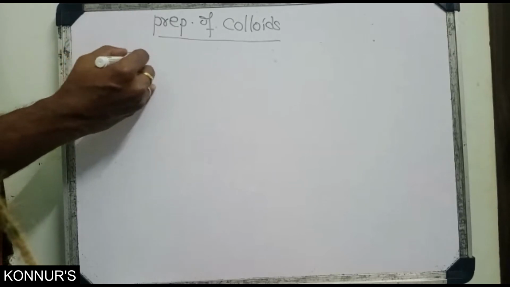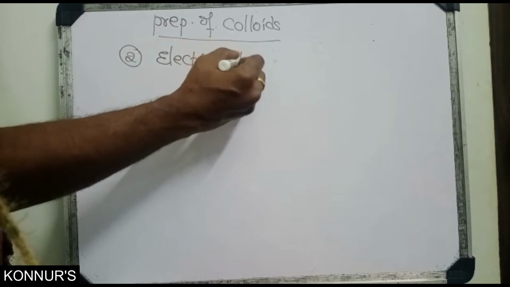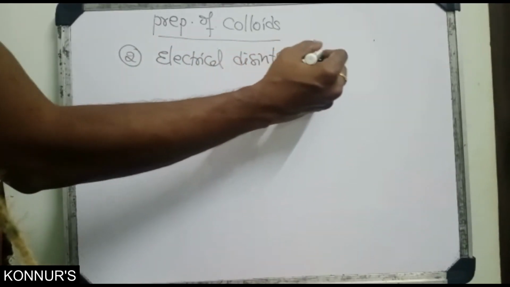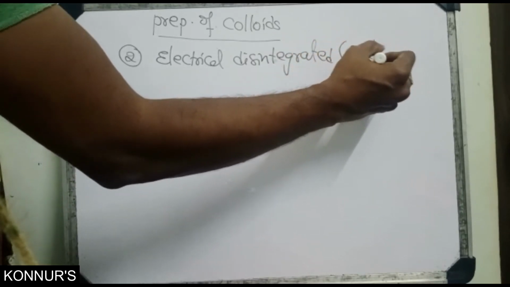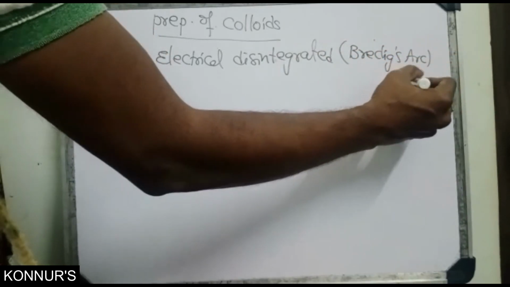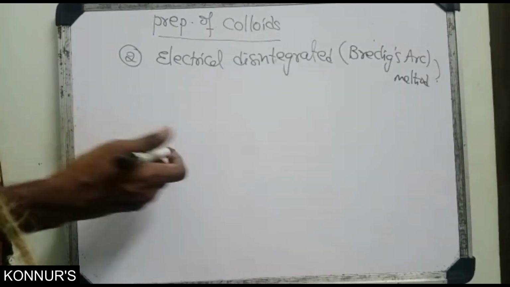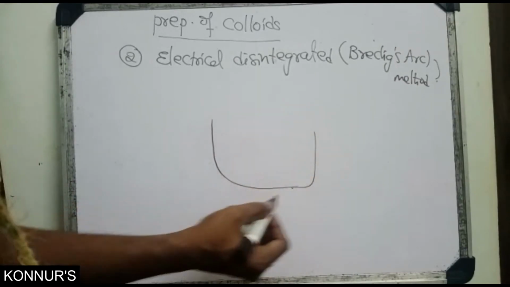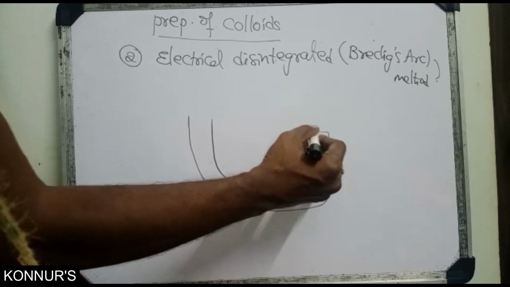Next, the second one, the electrical disintegration method. This is Bredig's arc method. Suppose you want to create gold sol. So for gold sol you take a beaker. Next, it is surrounded with ice.